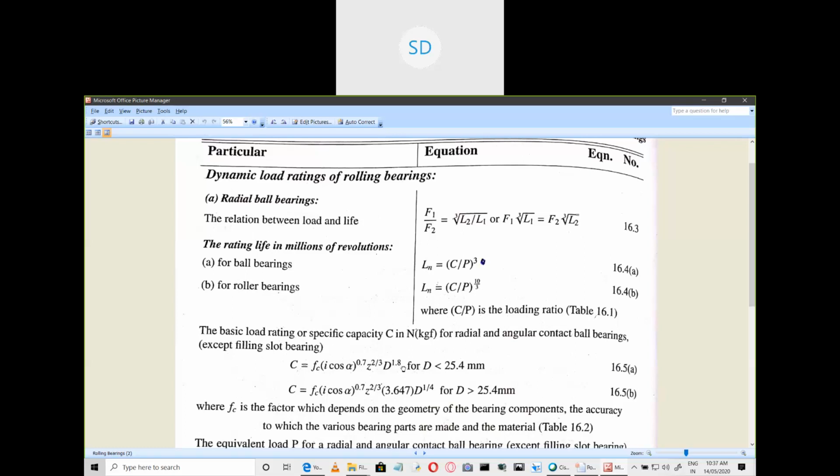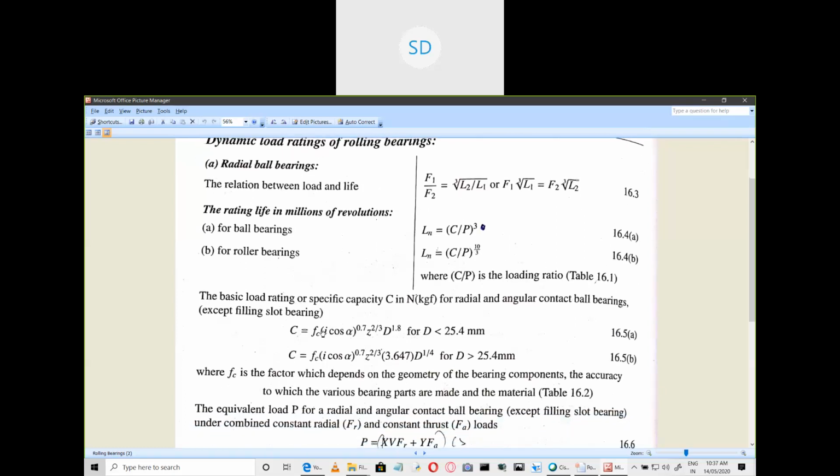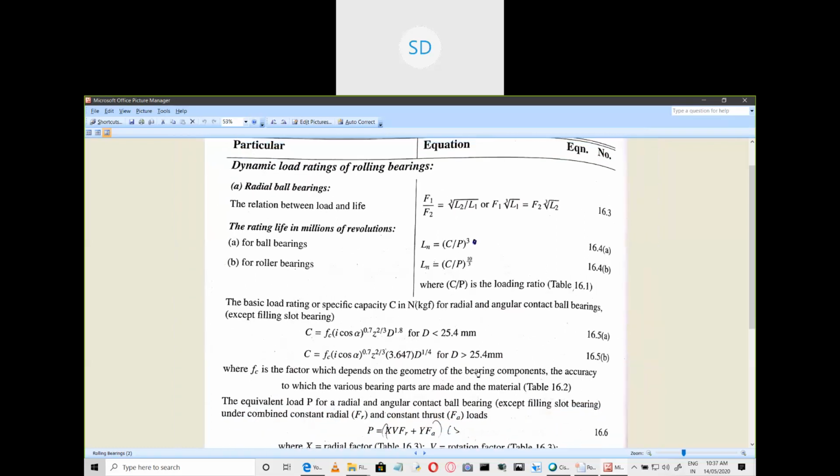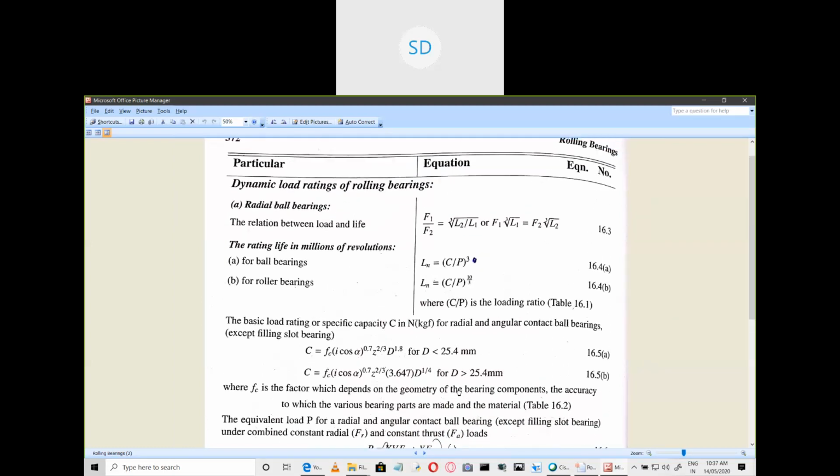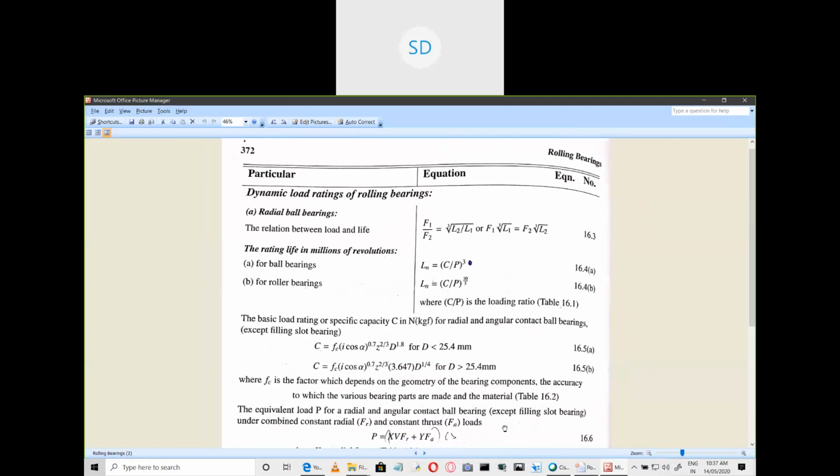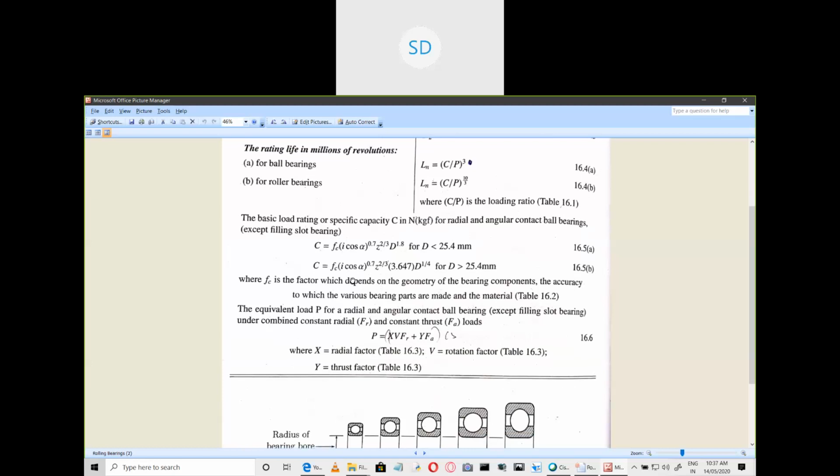Suppose you want to calculate the basic static load. If you have the number of rows, the orientation angle, the number of balls or rollers per row, and you know the diameter, you can use this equation to find the static load. So next is equivalent load.